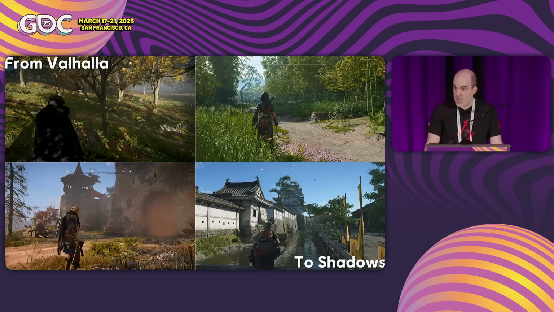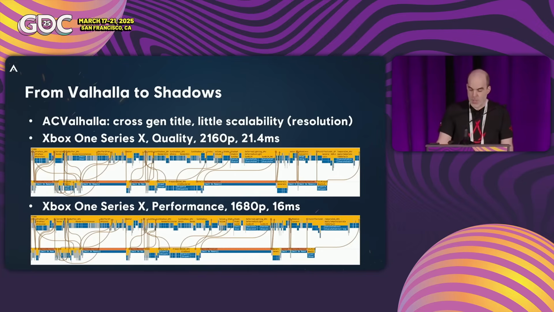So when we started working on Shadows, Valhalla had just shipped and was our benchmark for open-world AC RPGs. AC Shadows will be the first truly next-gen Assassin's Creed game. Valhalla was a cross-gen title with little scalability already. Its quality and performance modes had two very similar frames, and the main driving factor for scalability was its render resolution. As you can see on Xbox Series X in 4K native, we were only using barely above 20 milliseconds of the GPU at 30 FPS.